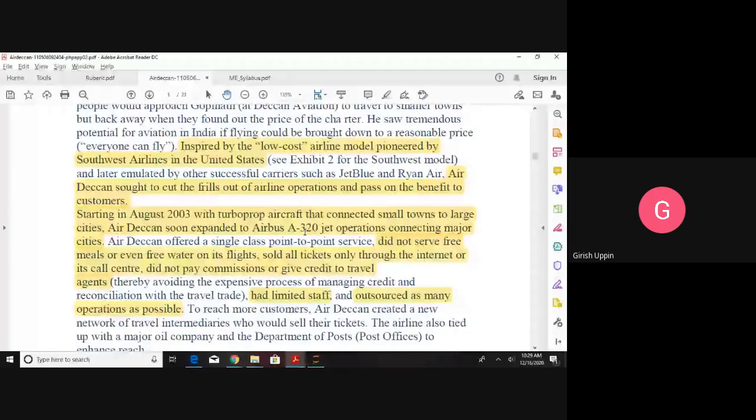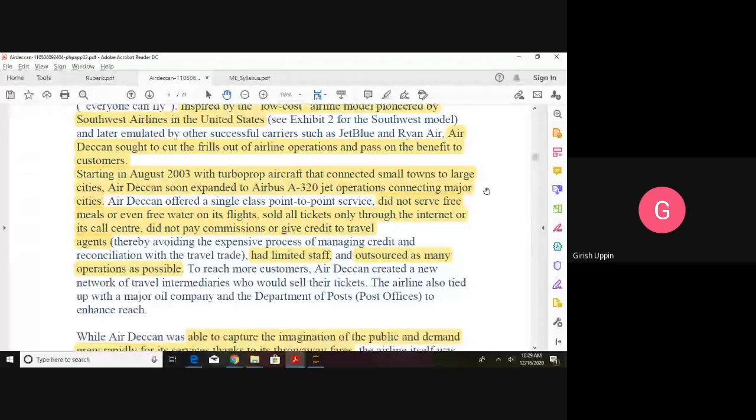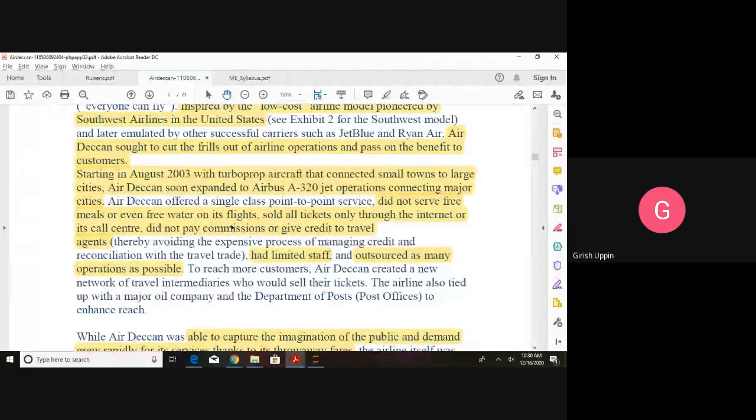Starting in August 2003 with turboprop aircraft that connected small towns to large cities, Air Deccan soon expanded to Airbus A320 jet operations connecting major cities. It started by connecting small cities to big cities, and later expanded with the Airbus A320, connecting the major cities. The characteristic was that if any customer required something, based on the cost, they would take the money and serve it in the flight.